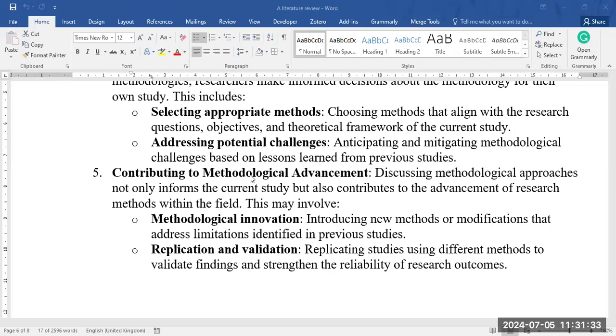So then contributing to methodological advancement. Discussing methodological approaches not only informs the current study, but also contributes to the advancement of research methods. As I said, by reading the latest research, we can understand the latest advanced research methodology. So introducing new methods or modifications that address limitations identified in previous studies. And replication and validation. Replicating studies using different methods to validate findings and strengthen the reliability of research outcomes.